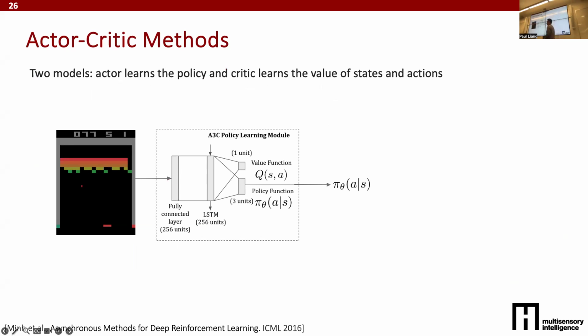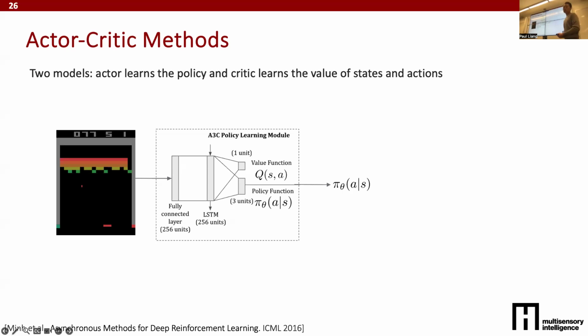One is the actor model. The actor model learns a policy. So state comes in, and the actor learns a distribution of actions given your state. So that's your policy or your actor. And at the same time, the other model is what we call a critic. So the critic essentially learns, in this case, Q of S, A. It learns to criticize and evaluate the value of state and actions that the model sees.